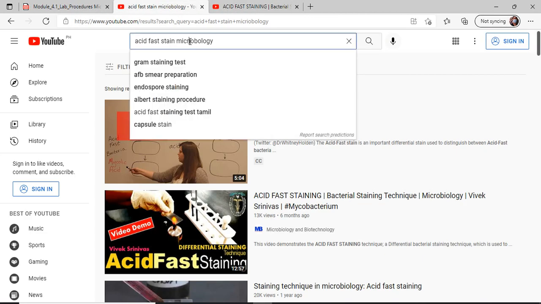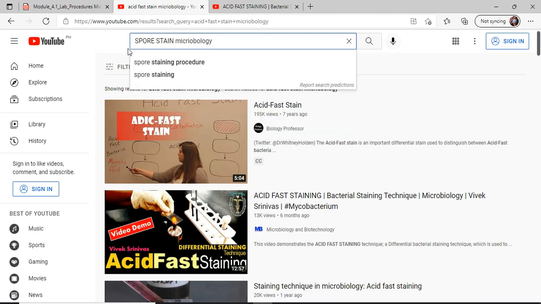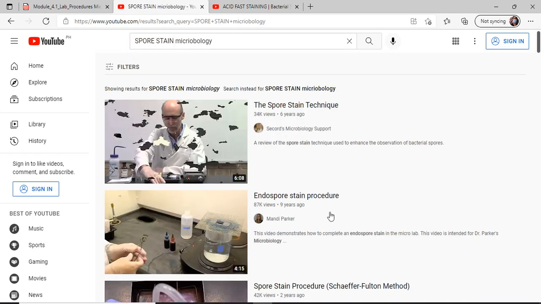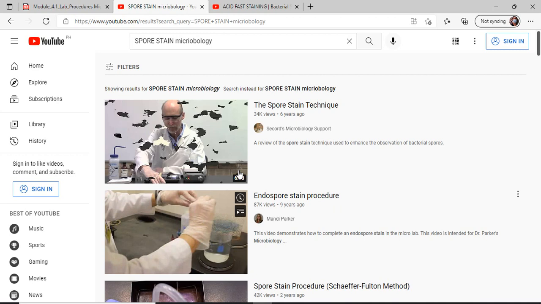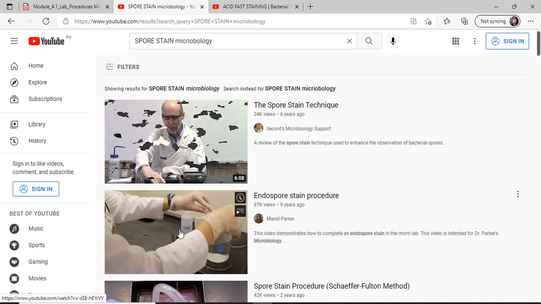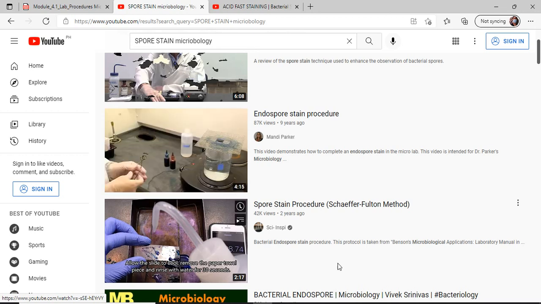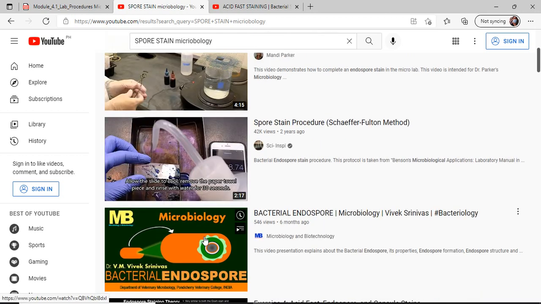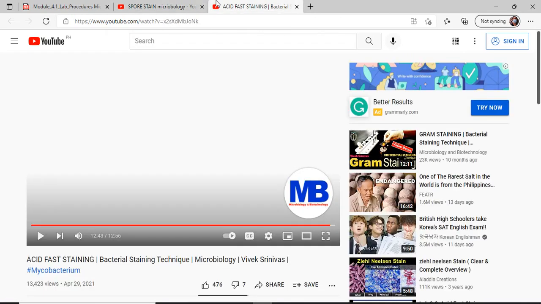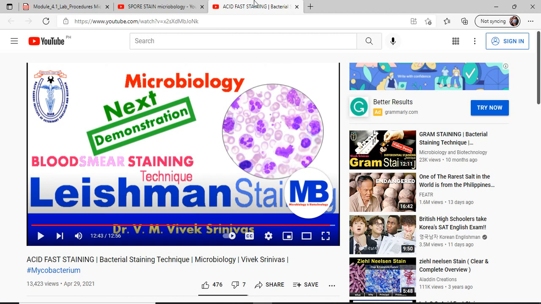The endospores are highly resistant, dormant structures. They remain dormant for an extended period, even centuries. They have no metabolism and no metabolic activity, so they do not have a role in reproduction. The process of endospore formation in the bacteria is referred as sporulation.